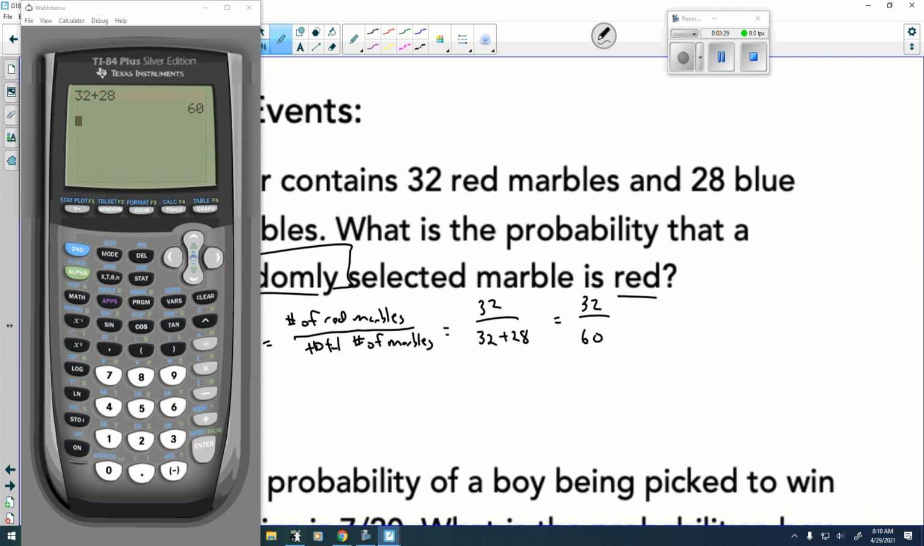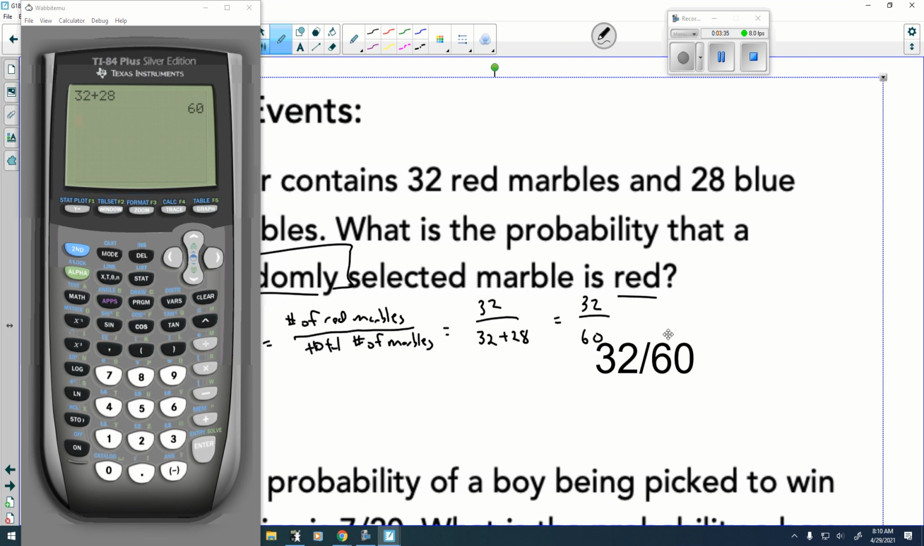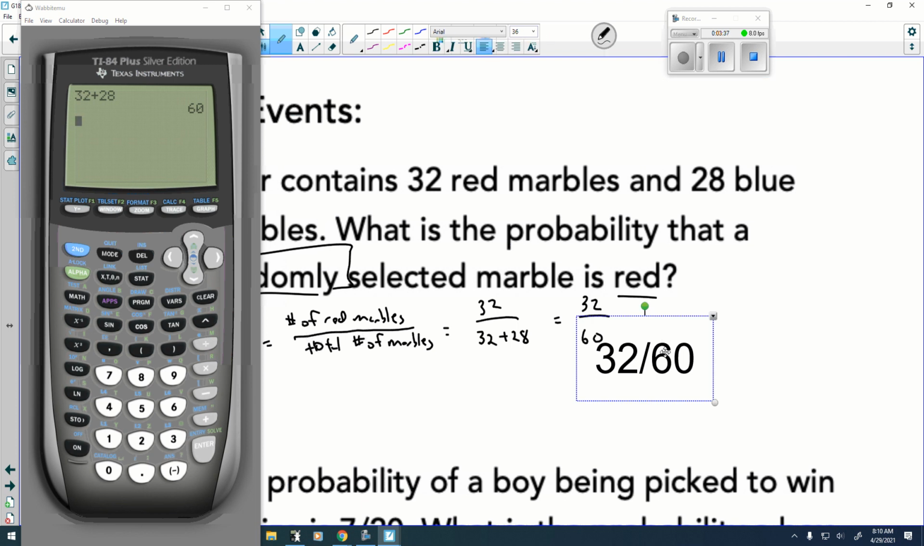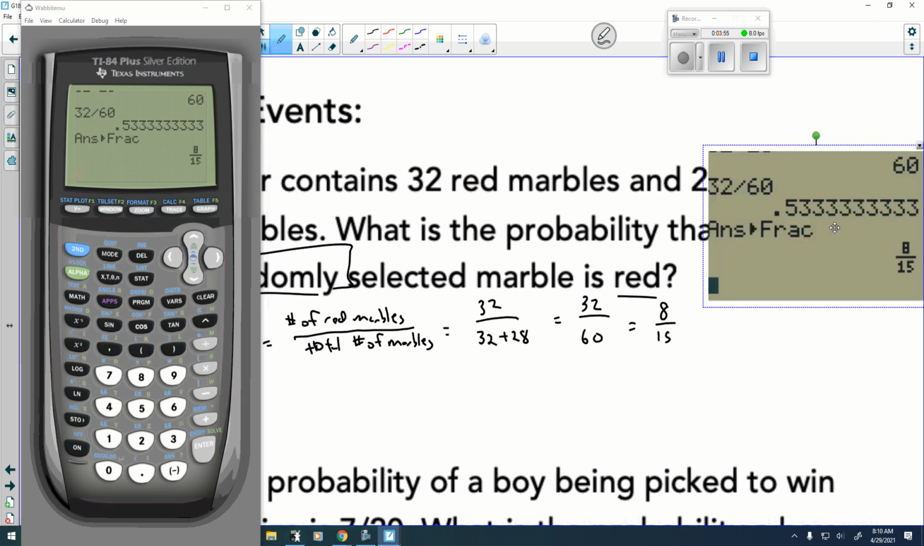And so if I reduce it, I've got 32 divided by 60. And remember, we press math and then enter to turn it into a fraction. And we get 8/15. Of course, if you needed it as a decimal, there's the decimal right there, 0.53 repeating.